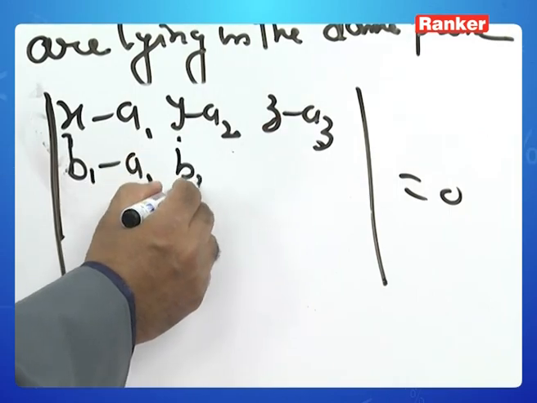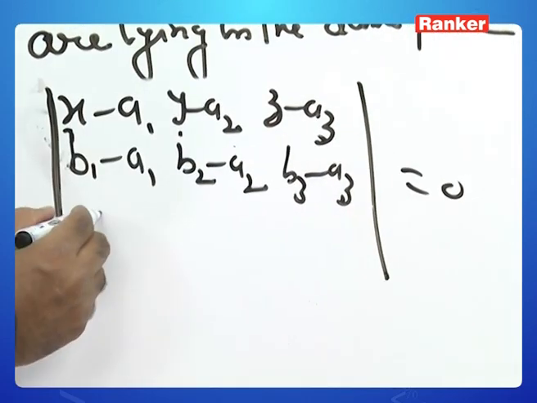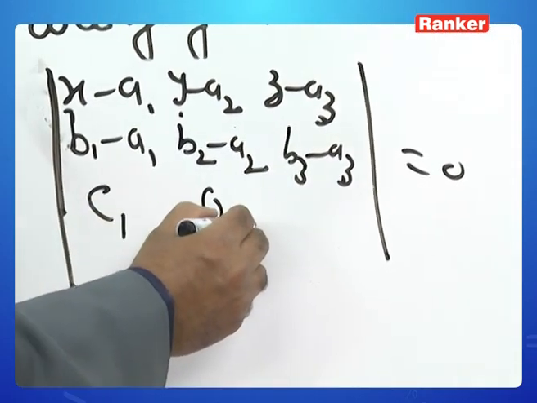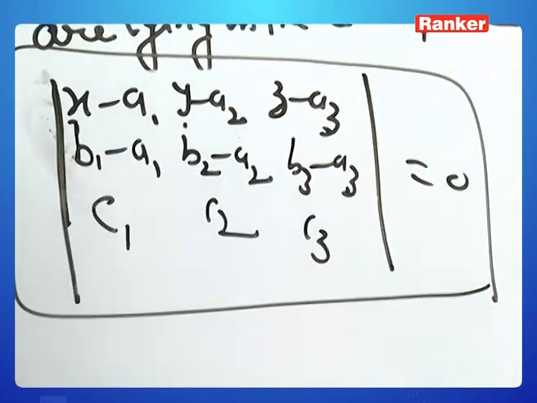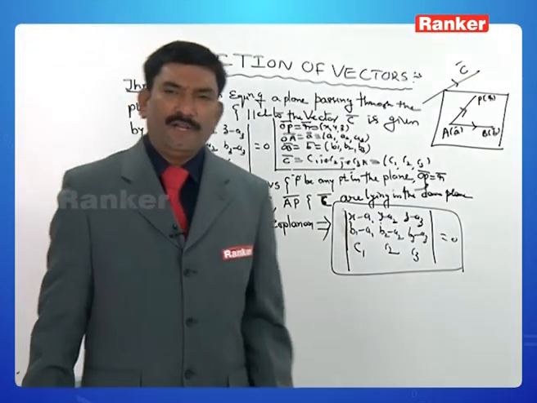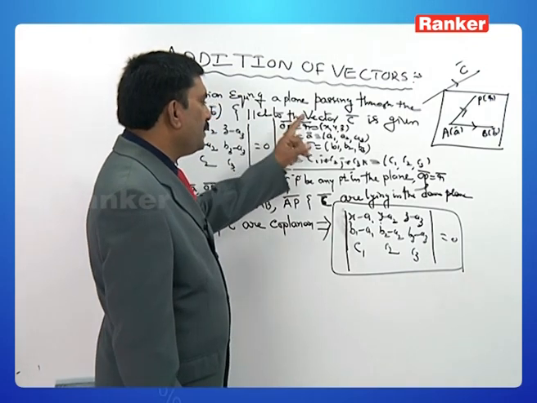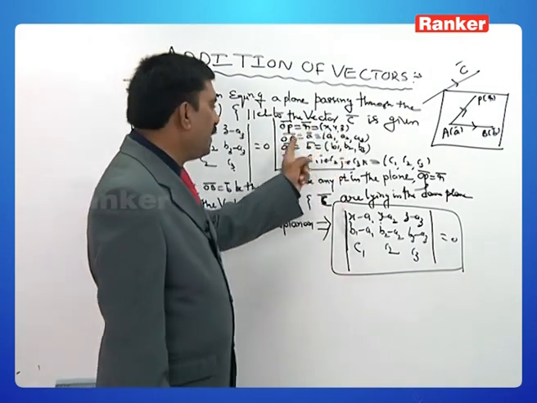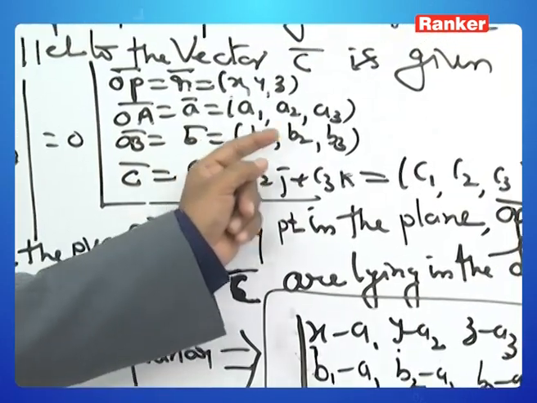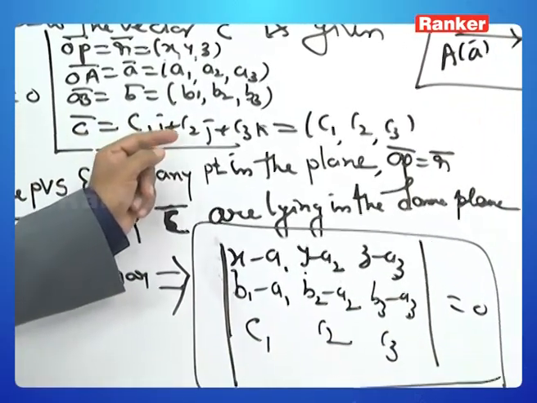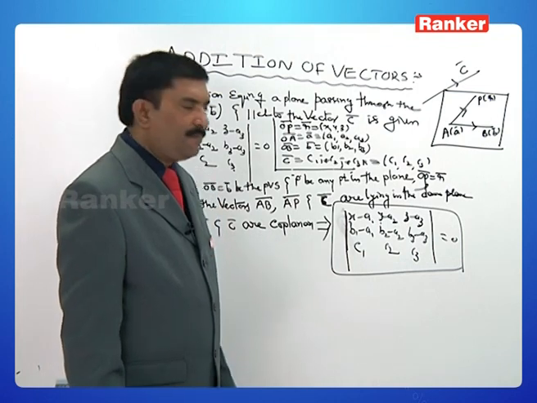It is same as B2 minus A2, B3 minus A3. Followed? Next, C bar is the vector parallel to this, C1 comma C2 comma C3. This is the Cartesian equation of a plane passing through how many points? 3 points. So once again, let OP bar is equal to R bar, Xi plus Yj plus Zk, OA bar is equal to A bar, A1i plus A2j plus A3k, OB bar is equal to B bar, B1i, B2j, B3k, C bar is equal to C1i plus C2j plus C3k, C1 comma C2 comma C3, right?